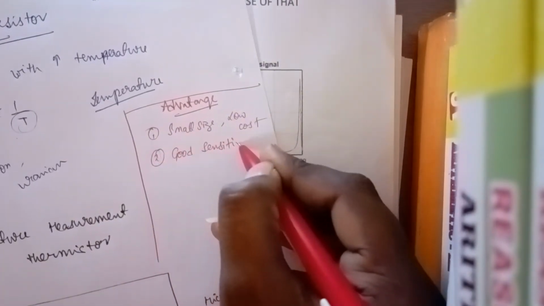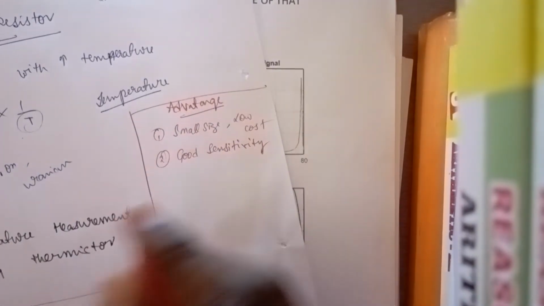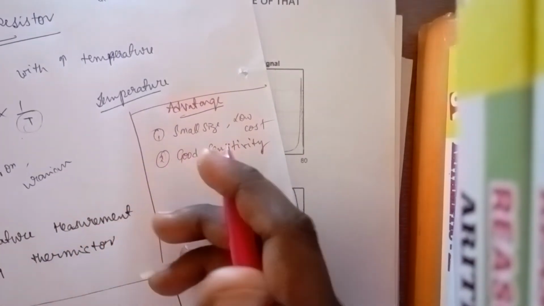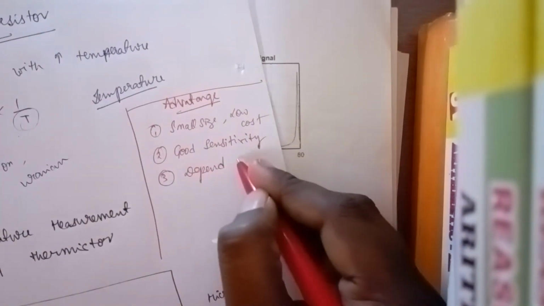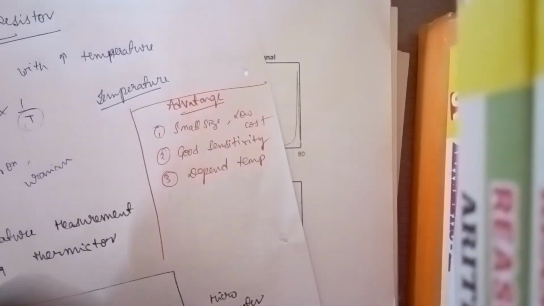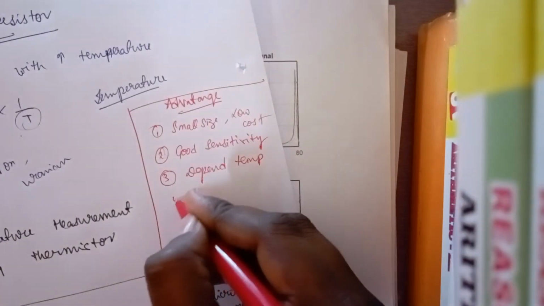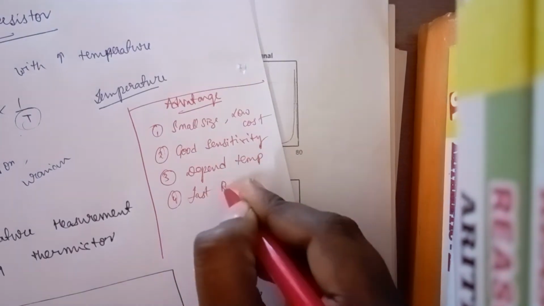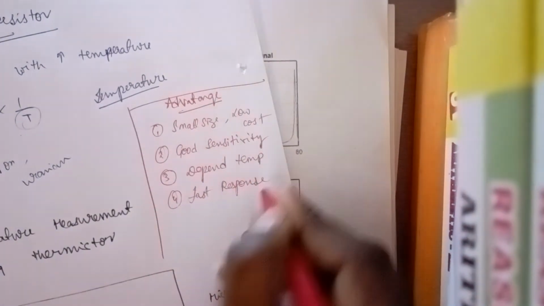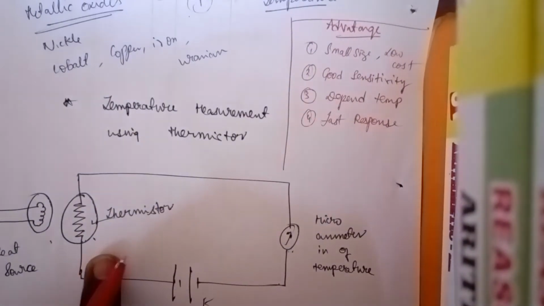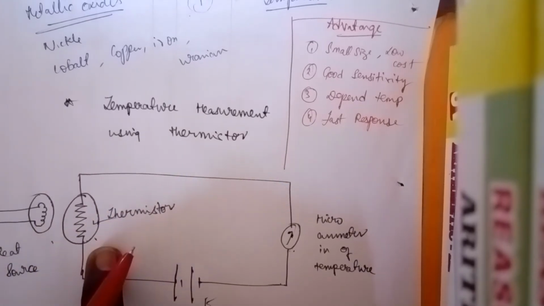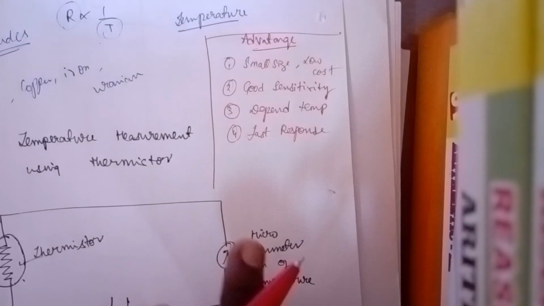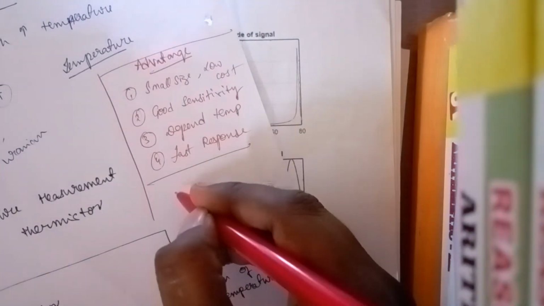The next is that it is temperature dependent, because however much the temperature changes, we can easily find it using this. And the next thing is there is also fast response. As soon as you keep a heating source near it, it can easily identify the change in the temperature and we get a fast response. So apart from the advantages, we do have disadvantages also.